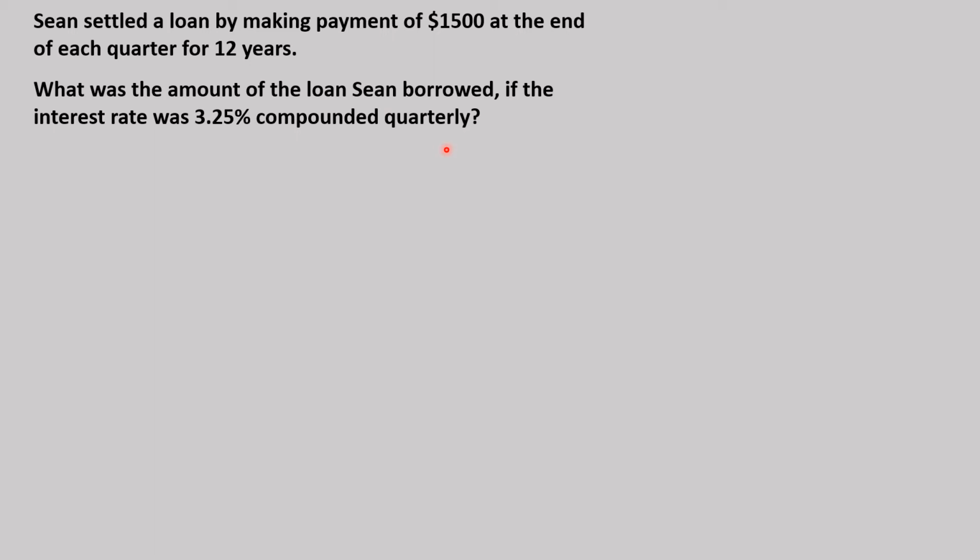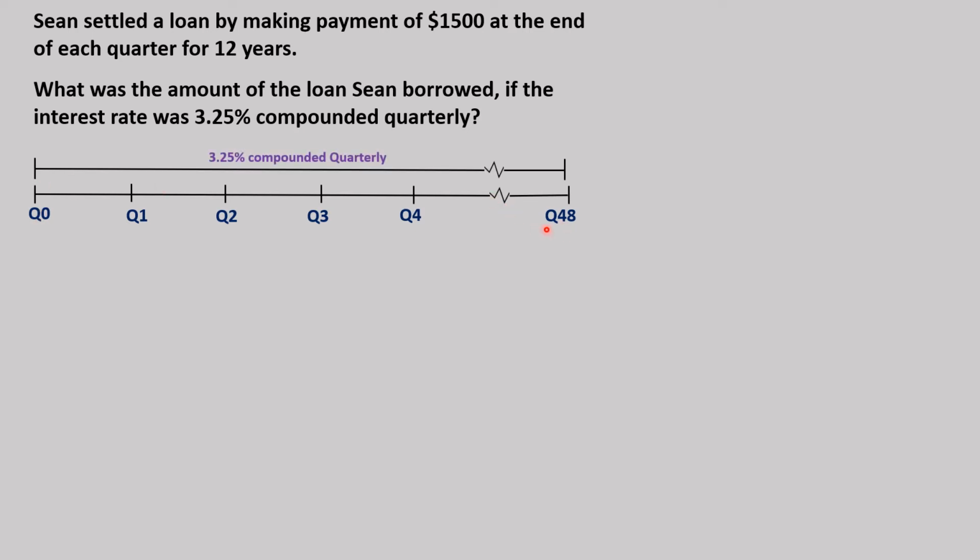So what we need to do before we start anything is to draw out a timeline. So when we draw out a timeline, we got quarter 0, and we go all the way up to quarter 48. And we know that our interest rate is 3.25% compounded quarterly as given in the question. Next thing is we look at our payments, which is $1,500, and it happens at the end of each quarter, all the way up until quarter 48.